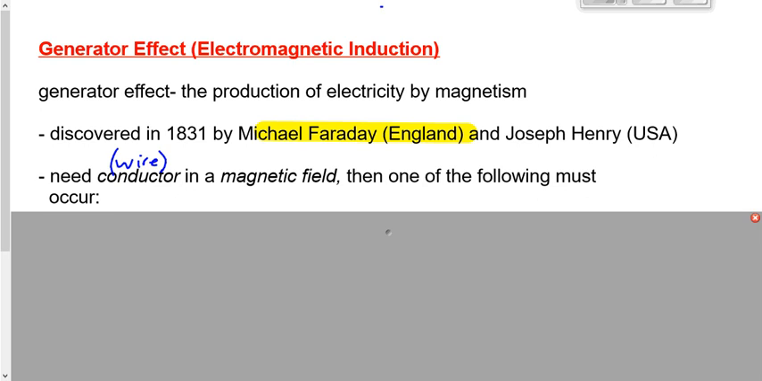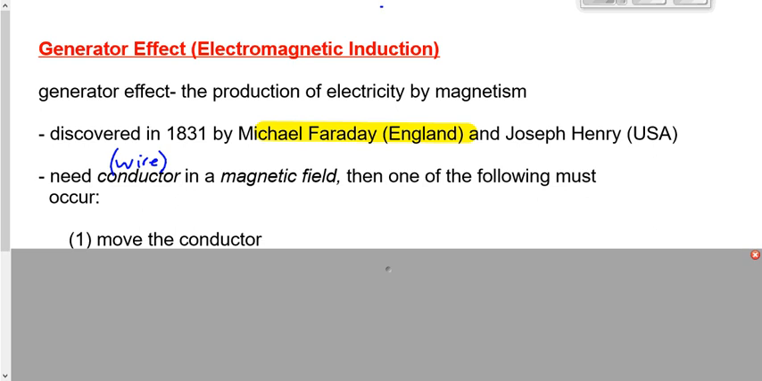And one of the following three things has to happen. You have to either move the wire. So here's a magnetic field. Here's a wire. Move the wire. Or, what do you think the second option is? Move the magnetic field.